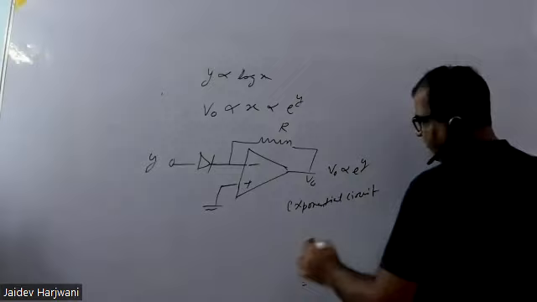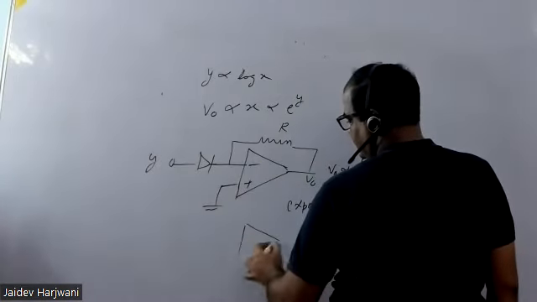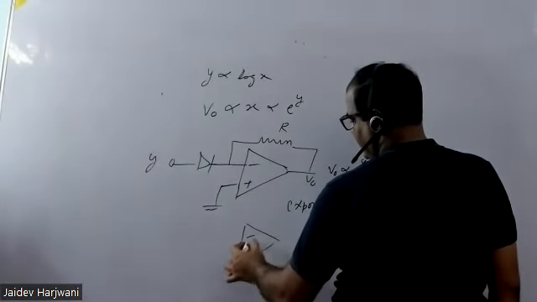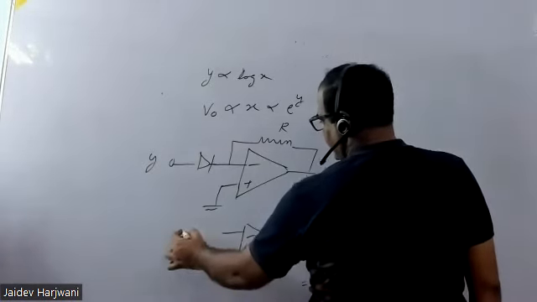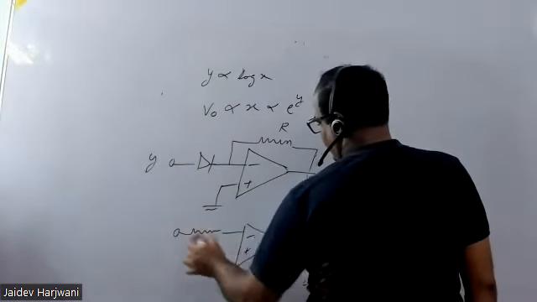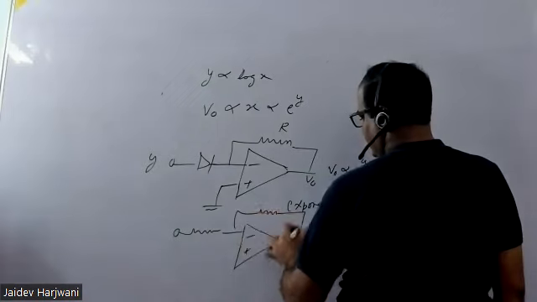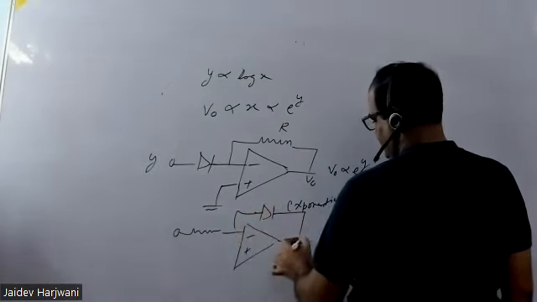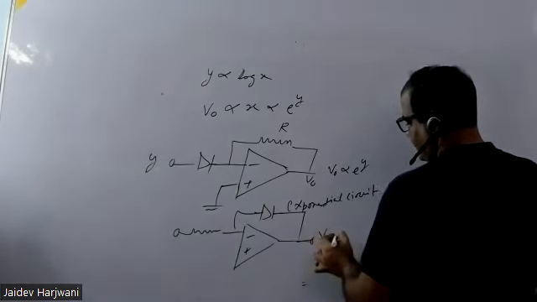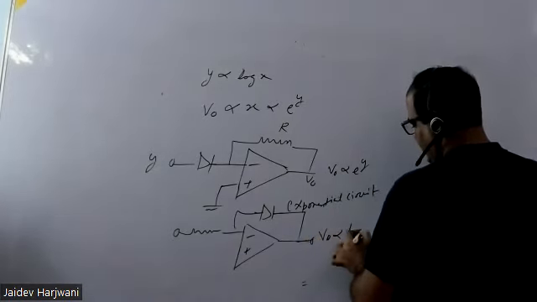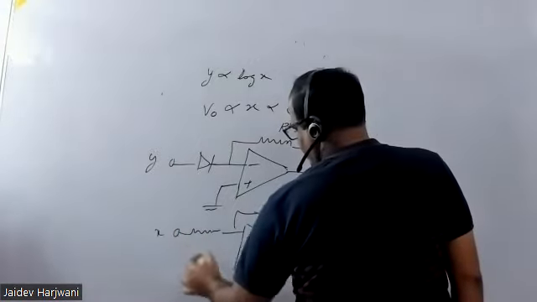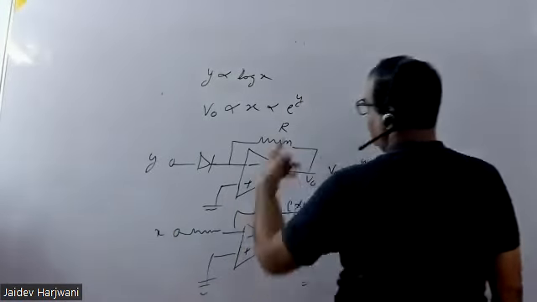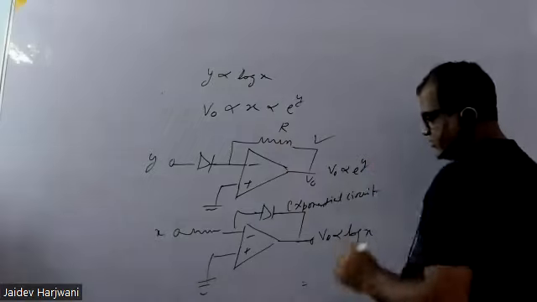Similarly, if I want a logarithmic output, then for the logarithmic circuit, this will be minus, plus. Here you have your resistance, and here you will be having your diode. Here V output will be log of X, whatever you apply here. So in this question, they ask this one. So this is the correct option.